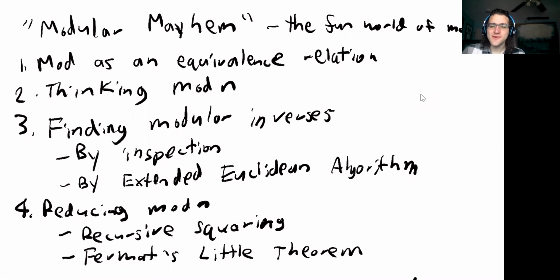Hello. Today we'll be talking about the fun world of mod, or modular mayhem. First, we'll talk about how we can view mod as an equivalence relation with equivalence classes. How can we think mod n and do things in the mod n world? What are modular inverses and how can we find them? And then also how to reduce things mod n via recursive squaring and Fermat's little theorem.